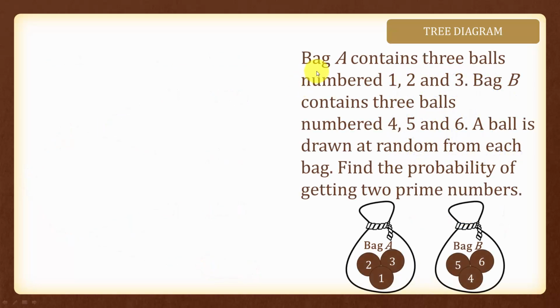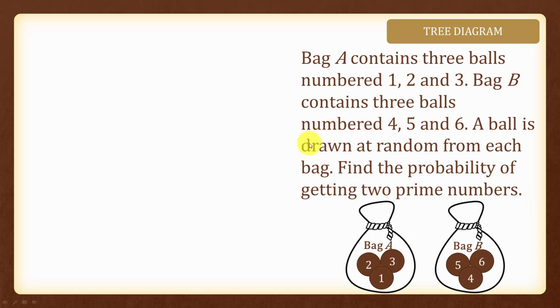In this next example, we have a bag A containing 3 balls numbered 1, 2, and 3. Bag B contains 3 balls as well, but they are numbered 4, 5, and 6. A ball is drawn at random from each of these bags. Find the probability of getting 2 prime numbers.